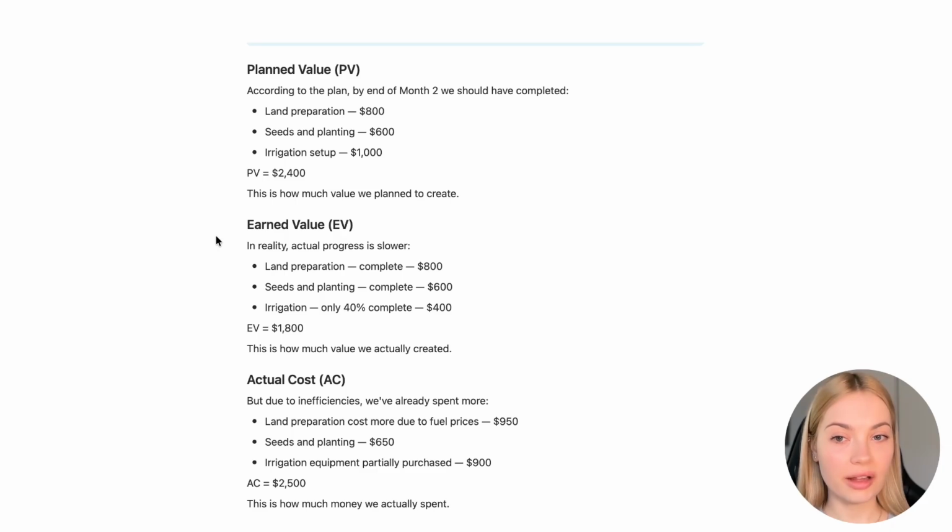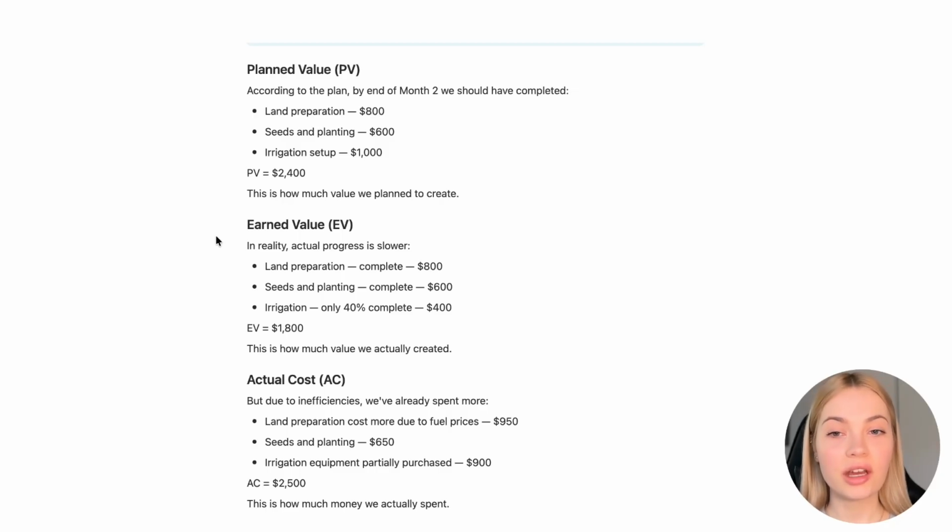Then the earned value. In reality, let's see whether the progress is slower or faster. Land preparation is complete, $800. Seeds and planting complete, $600, while irrigation is only 40% complete, $400. So the earned value is $1,800. This is how much value we actually created.